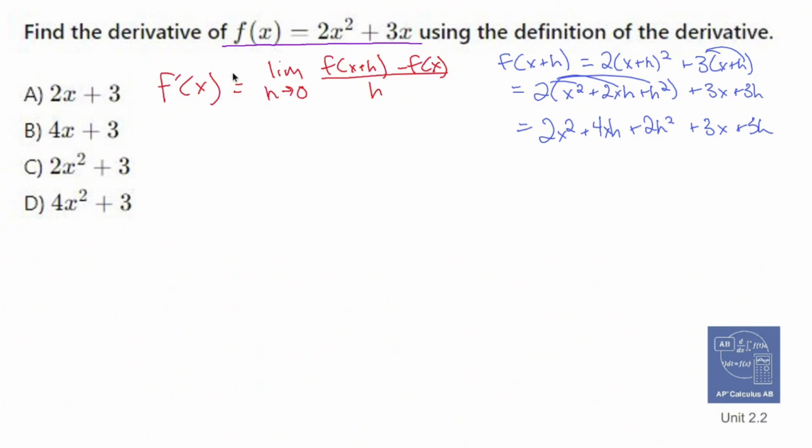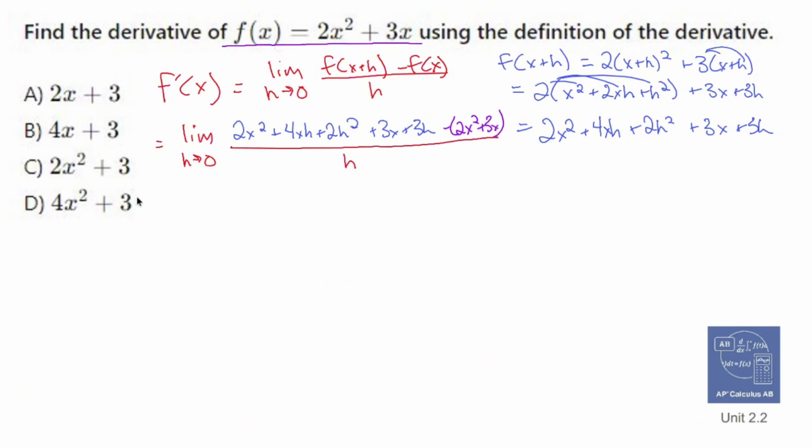So what I'm going to do is rewrite this guy out, okay? The limit as h approaches 0 of f of x plus h, so I'm going to write that in blue. That became 2x squared plus 4xh plus 2h squared plus 3x plus 3h minus f of x, which I underlined in purple, so minus 2x squared plus 3x, close that, all over h, like that. Okay, let's distribute that guy.